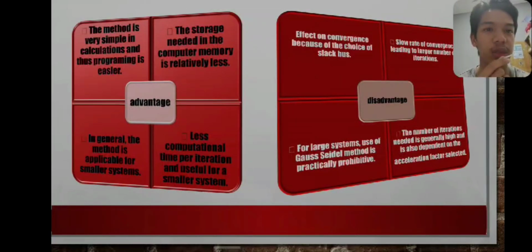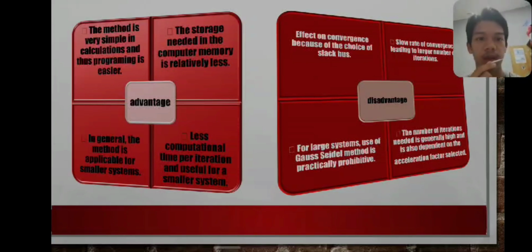Advantages of the Gauss-Seidel method. First, the method is very simple in calculations and thus programming is easier. Second, the storage needed in the computer memory is relatively less. Third, in general, the method is applicable for smaller systems. Lastly, less computational time per iteration and useful for a smaller system.